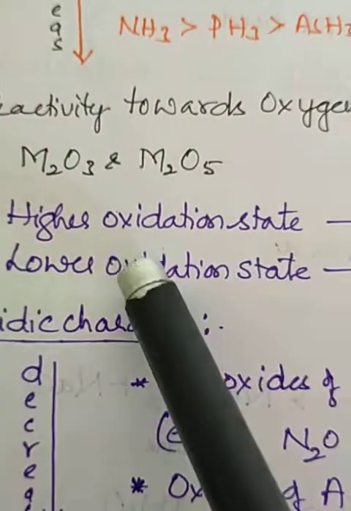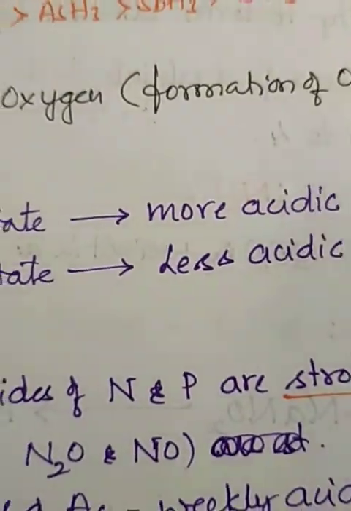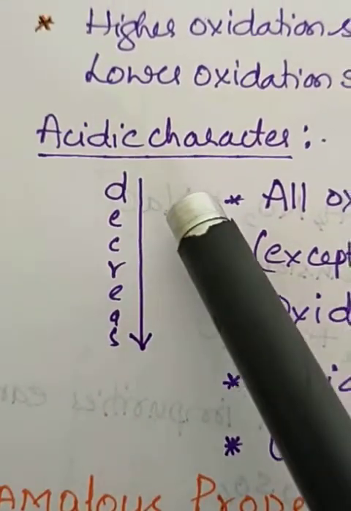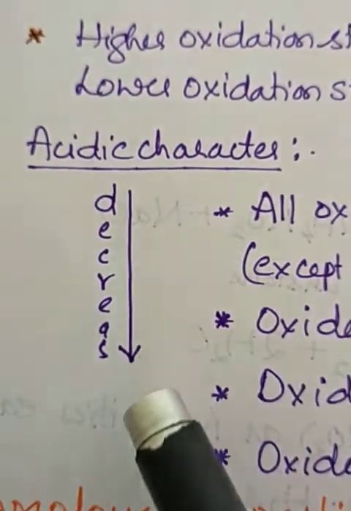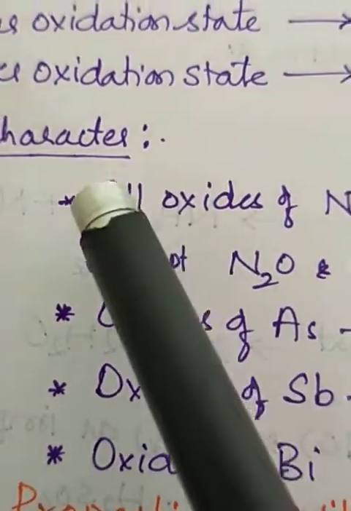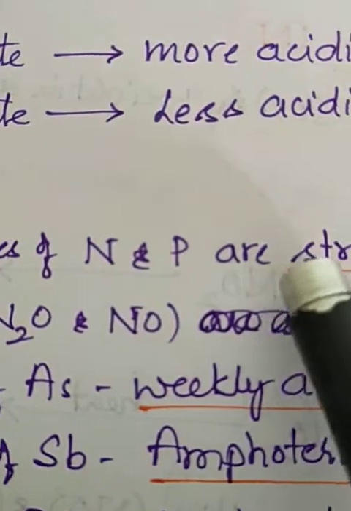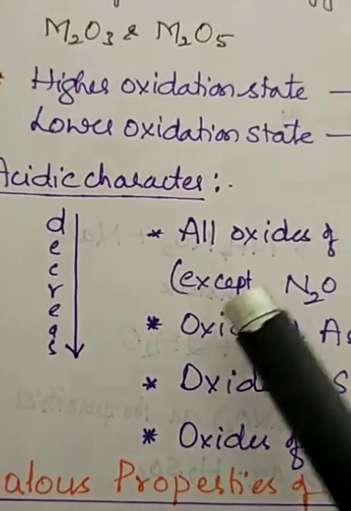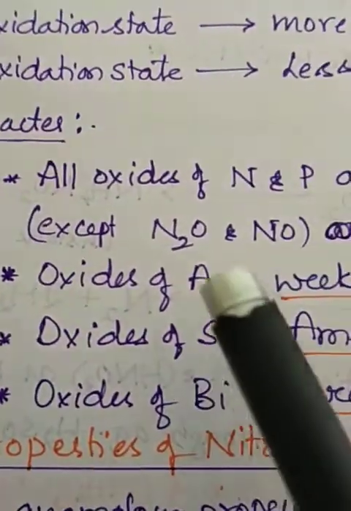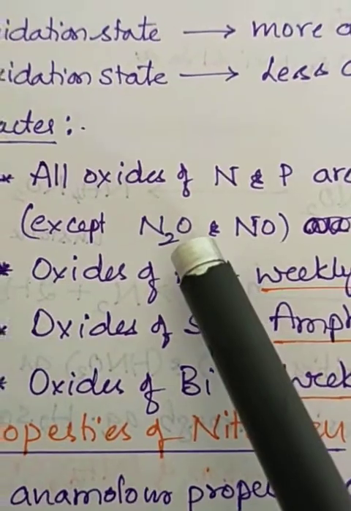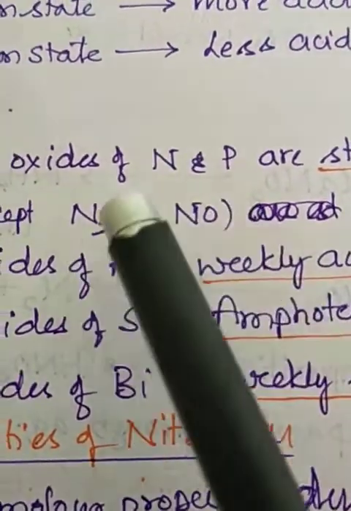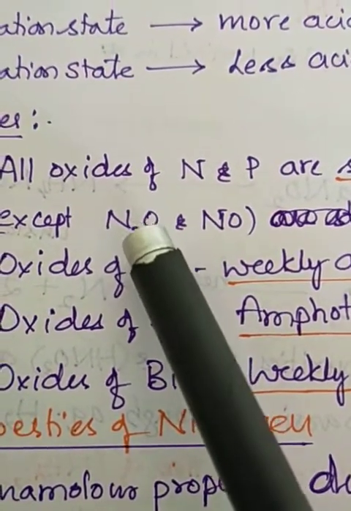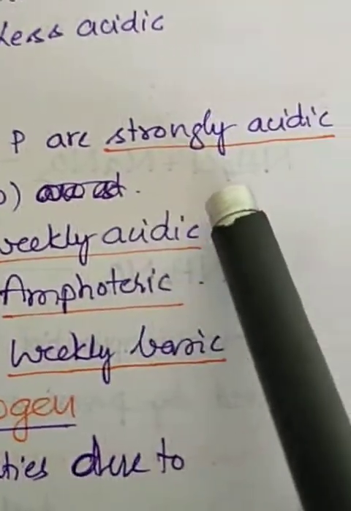Depending upon the higher oxidation state and lower oxidation state, there is more acidic property and less acidic property. As we go down the 15th group elements, acidic character decreases. All oxides of nitrogen and phosphorus are strongly acidic, except two: nitrous oxide and nitric oxide. Nitrous oxide is laughing gas, which we will learn about again later. This is nitric oxide or nitrogen monoxide.